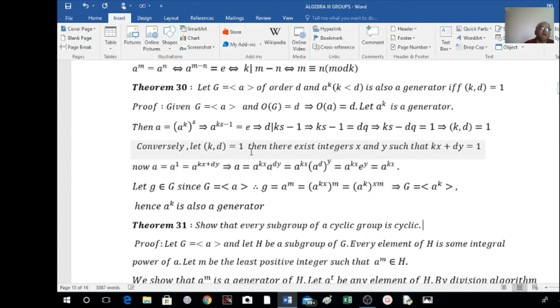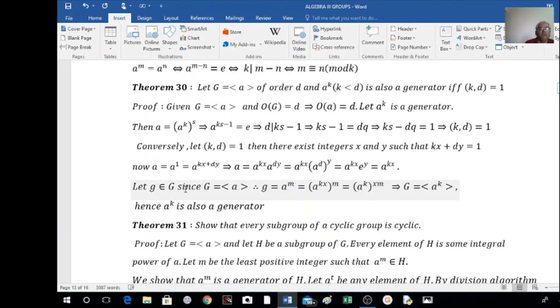What do I have to prove? I have considered (k, d) = 1, and I have to prove that a^k is also a generator. To show that a^k is also a generator, I have to show that every element of G can be expressed as some integral power of a^k. That is my aim. Up to this point, what we proved is that a can be written as a to the power of kx. Now I will consider an element g belonging to G, any element. If we prove that g can be expressed as a power of a^k, then I can say that a^k is the generator.